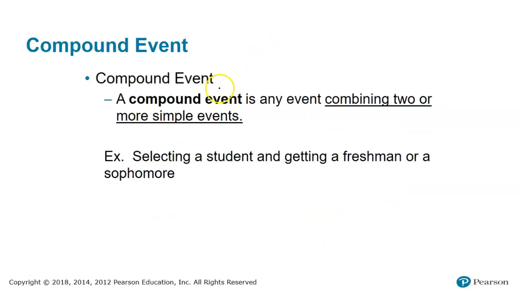Okay, so we're going to be talking about compound events, and a compound event is any event combining two or more simple events. So we might have an event of selecting a student, but the simple events might be that we could get a freshman or we could get a sophomore. So when it can be broken down into simpler events, or it's the combination of a couple simple events, then that's going to be our compound event that we'll be working with. So combining those with or is an example of a compound event.